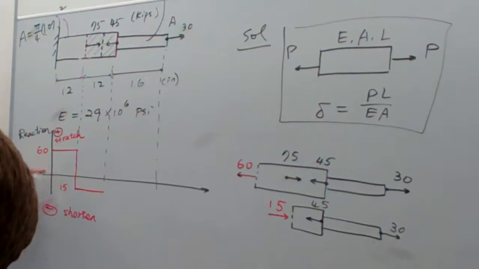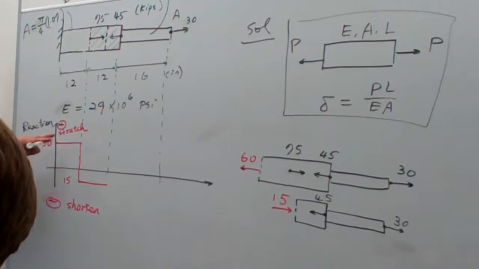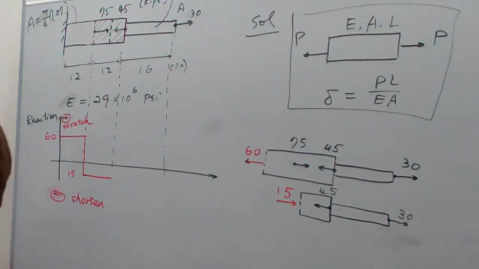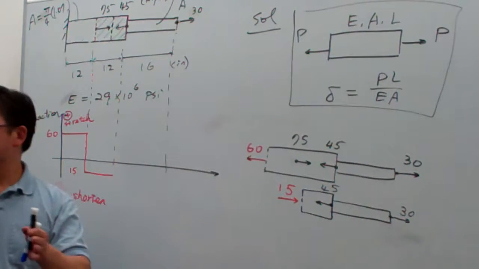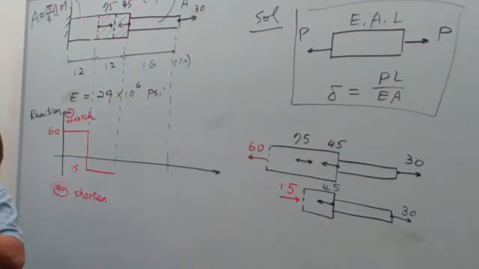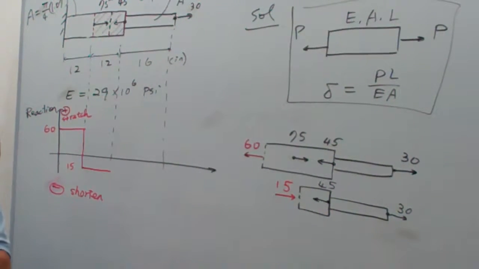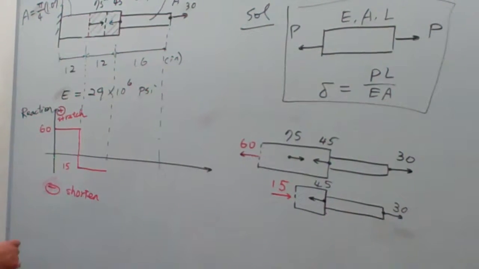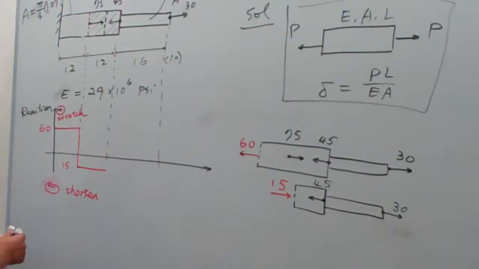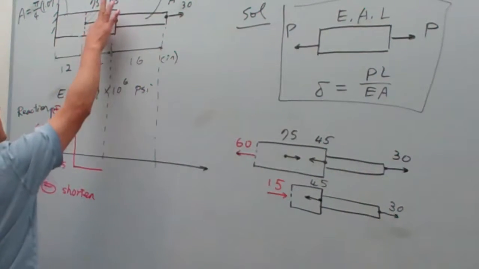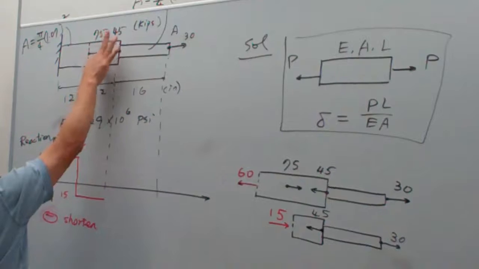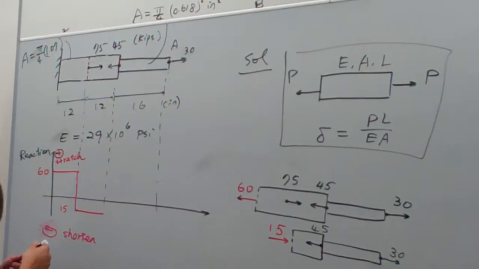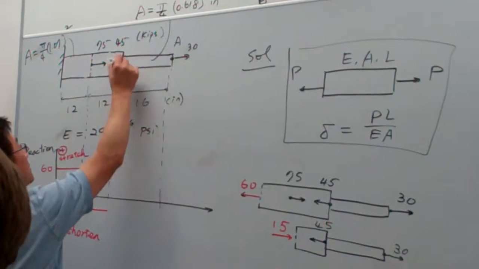Here the number I write is only the magnitude, but for the sign you should stick with the sign convention, okay? Because later for each segment, some pieces will be stretched, some pieces will be shortened. So the negative or positive sign in delta will be seen later. And now, we've done these sections. The last one is working on this last piece here.